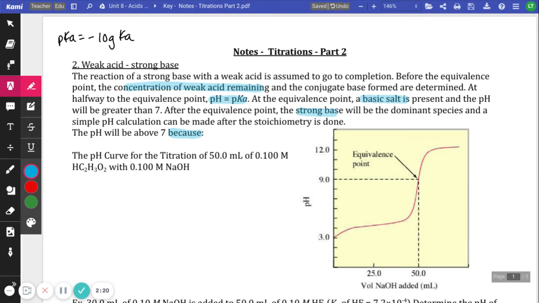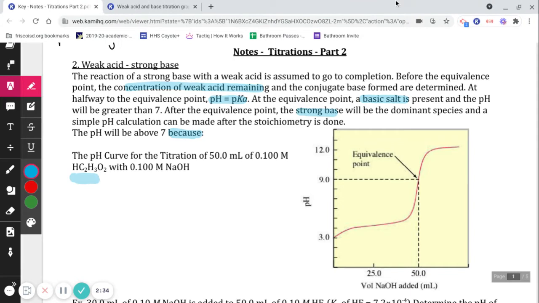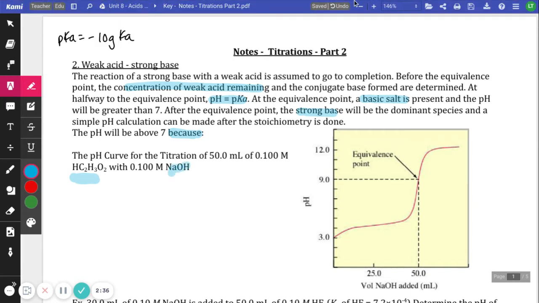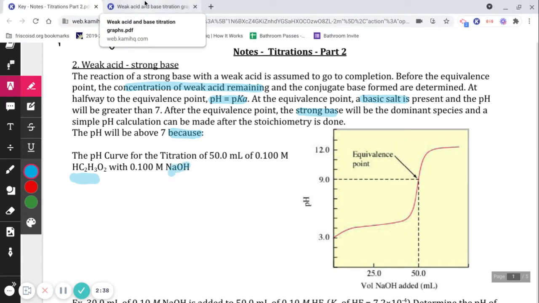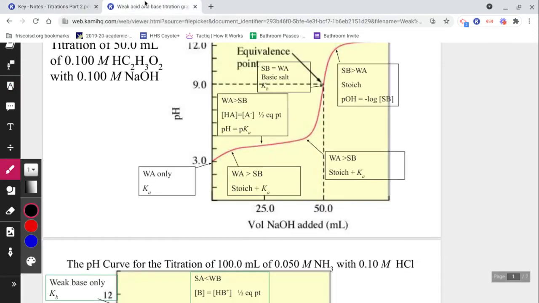Okay, so I'm going to go to a different picture of this titration curve to talk about the different points of it. This is the titration curve of 50 milliliters of acetic acid, which is a weak acid, with 0.1 molar sodium hydroxide. So sodium hydroxide is a strong base. Let's talk about the different parts on this graph and also what our pH would be and how it would be affected.